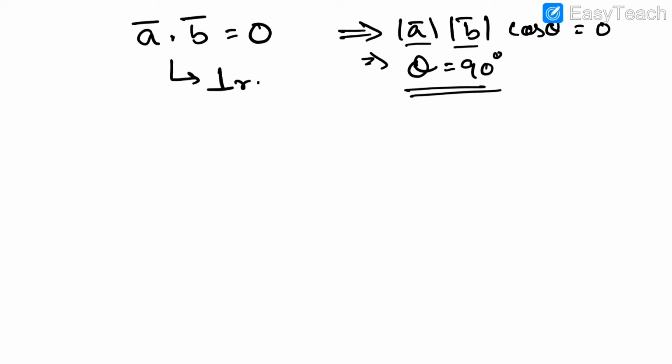Okay. And also, a unit vector dotted with itself will always give you 1. These are two very basic laws we have already learnt, right?